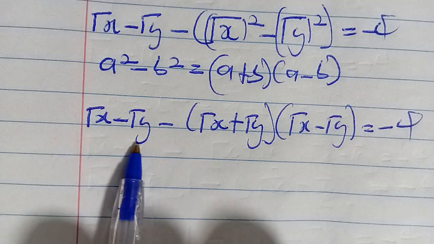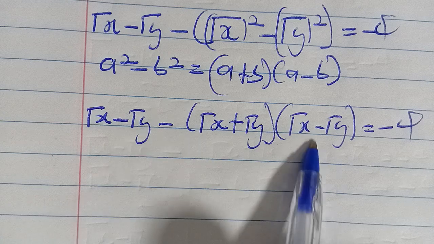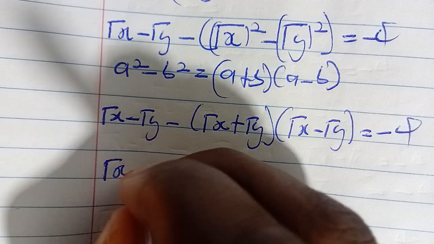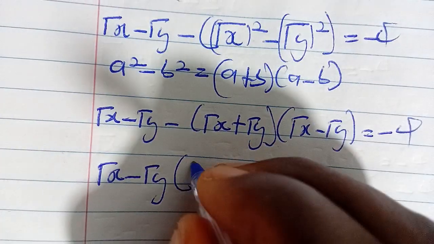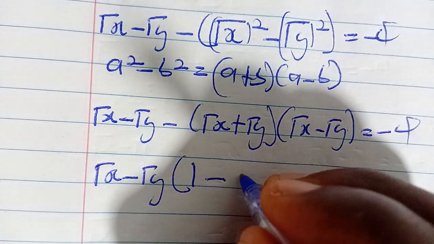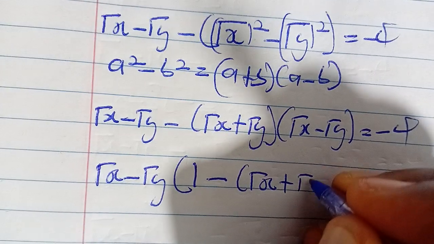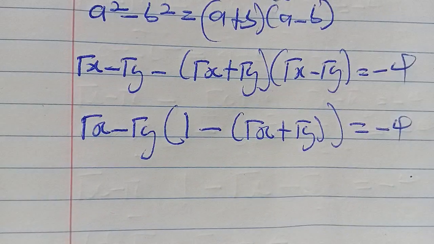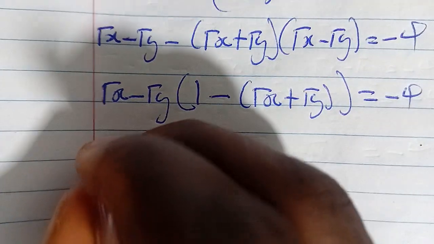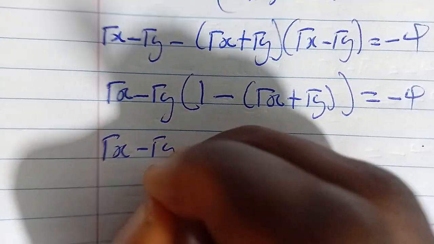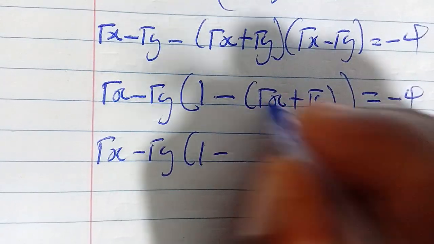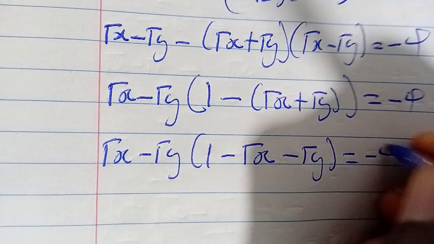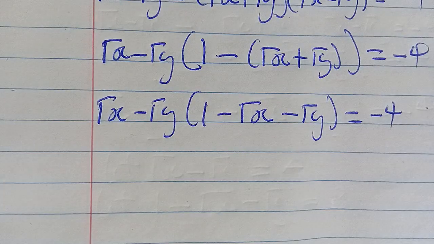So here we are going to factorize because we have this here and we have this here. So you're going to have root x minus root y and 1 minus root x plus root y. So can you see that? Now the equation becomes this. So this is the equation now.